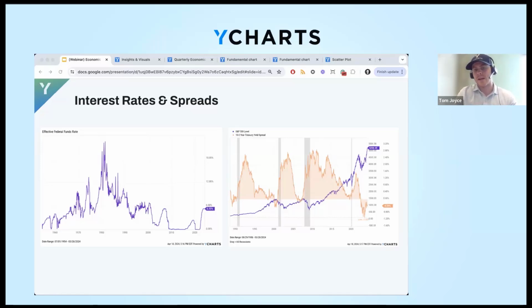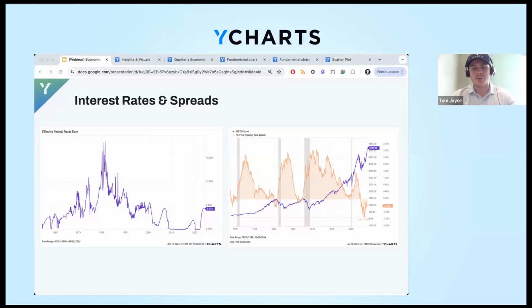And you can see we've stayed at 5.33% for about the last year. And you can see those timeframes more or less coincide with what we've seen with the previous rises. So it's just interesting to see what will happen moving forward, or if history will repeat itself in terms of how the effective federal funds rate has behaved in the past. And then on the right-hand side, again, the S&P 500 and the 10-2 Treasury yield spread.